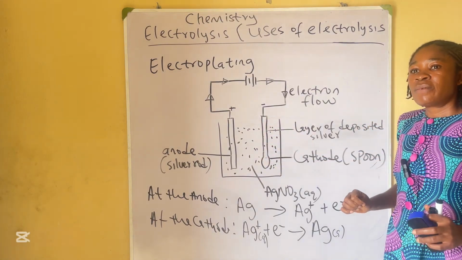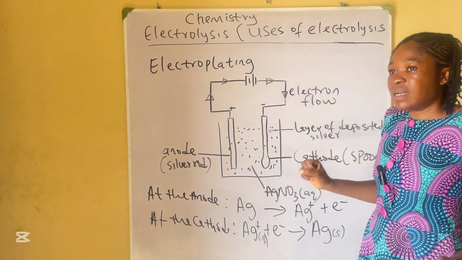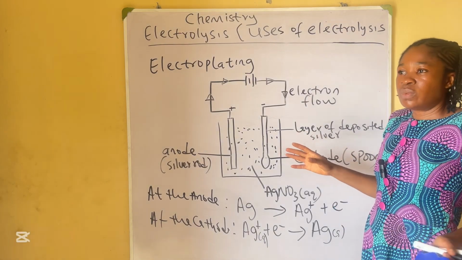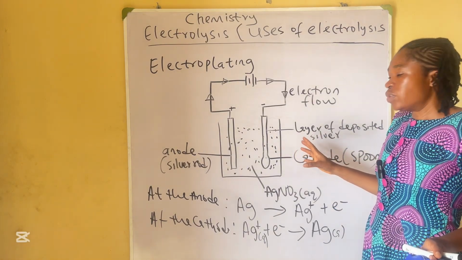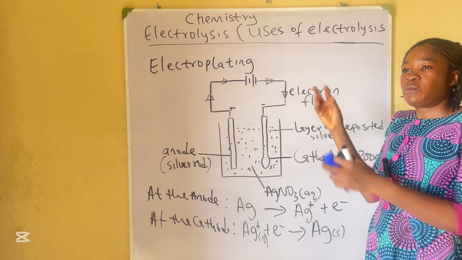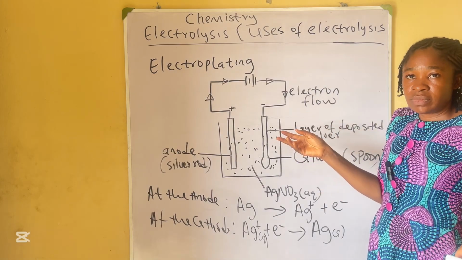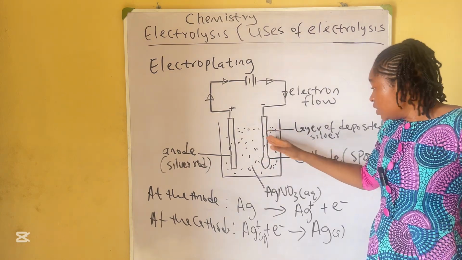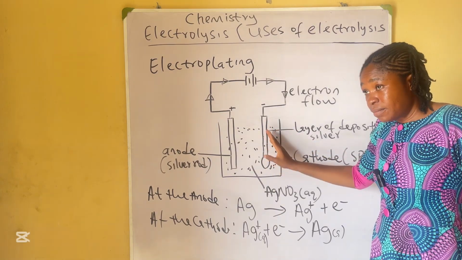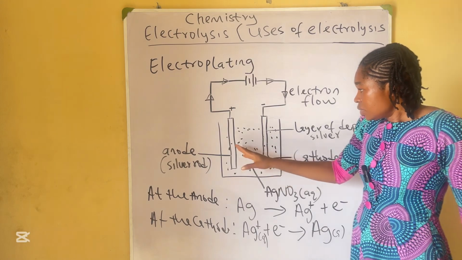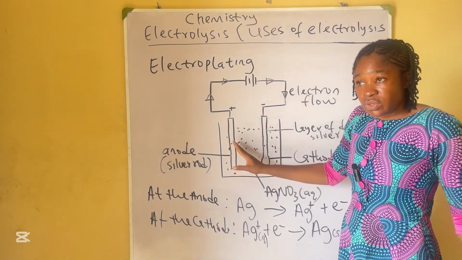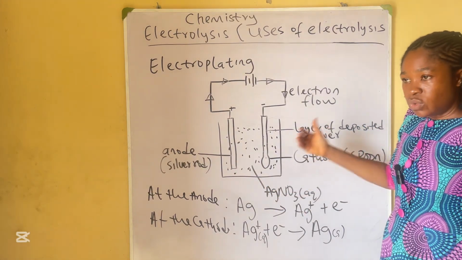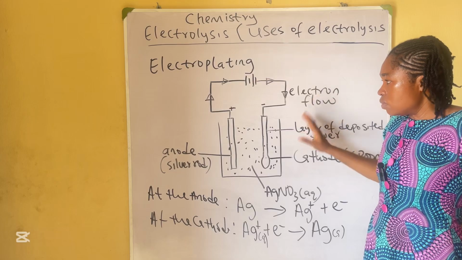What if, for example, in an exam you are asked to draw a setup used to plate a copper spoon with gold? Copper spoon, or a copper knife, you just put it here. You draw your knife as the cathode, then the gold rod, put it here. The electrolyte will be a soluble salt of gold. Then put the electron flow.